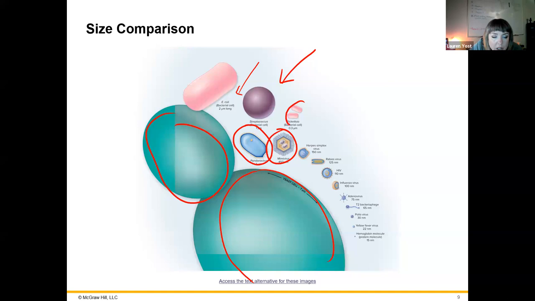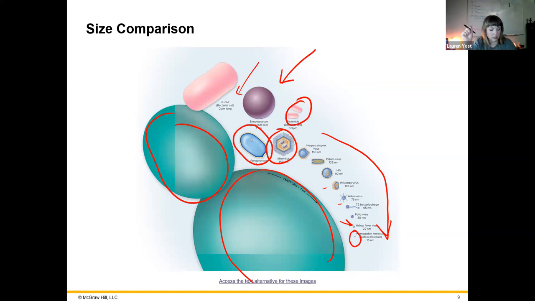And then we go on down the line. We can break it down by size, or we look at yellow fever virus over here. We took a look at some of the bacteriophage, HIV, and whatever. And then we have hemoglobin. That's an actual hemoglobin molecule. And look at the size of a hemoglobin molecule, just hemoglobin, and the size of yellow fever virus. It's pretty crazy.